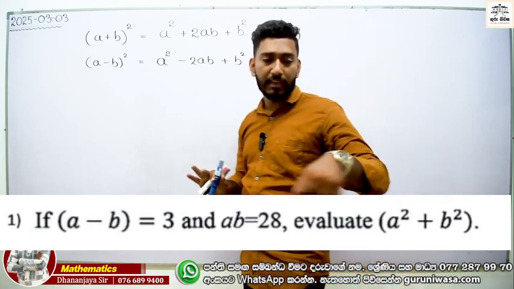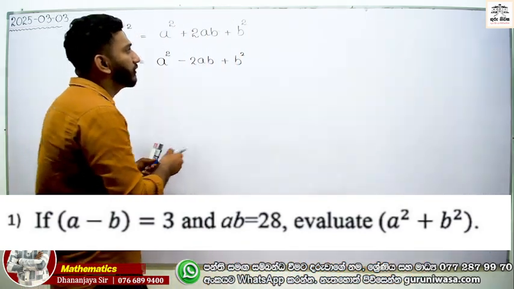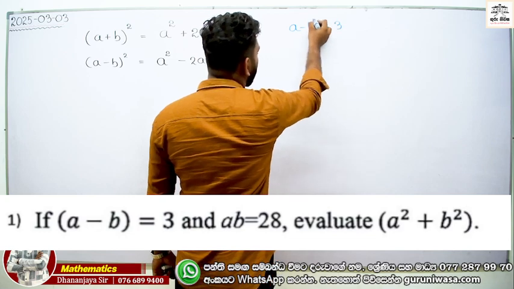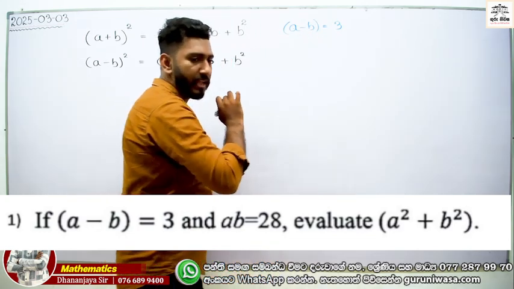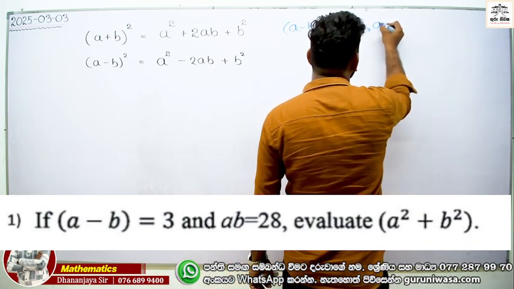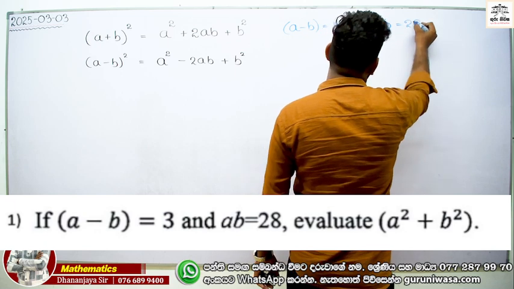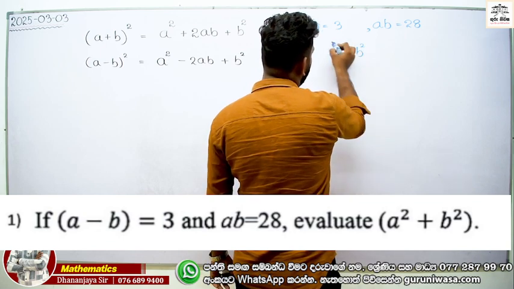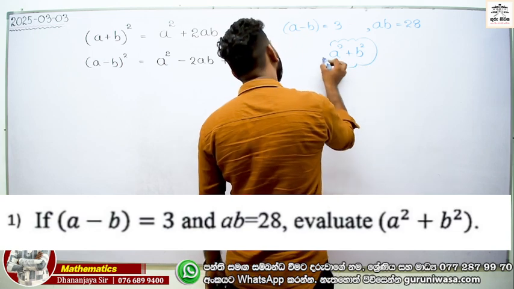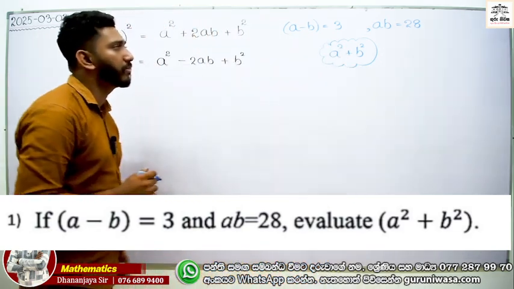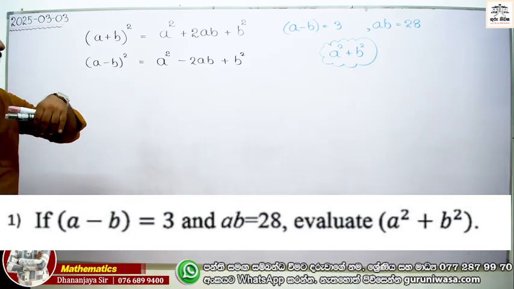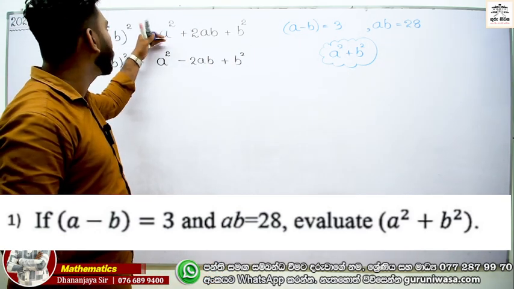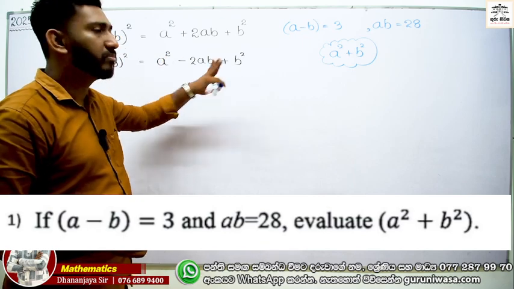Now tell me, what are the details? a minus b equals 3, and ab equals 28. Find the value for a squared plus b squared. You need to find this value. Now listen, look at that. a square and b square appear in both conditions, a square plus b square.